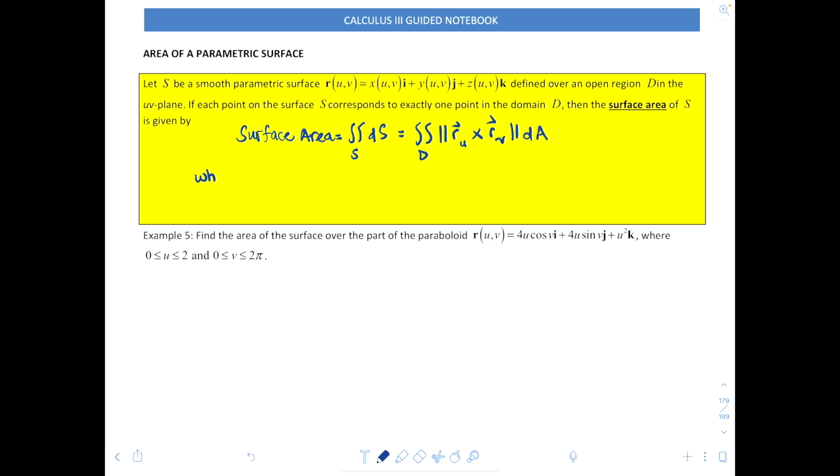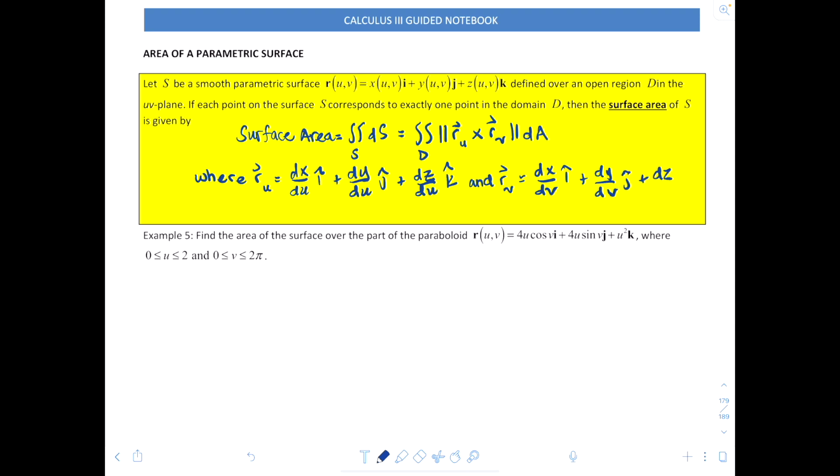where the first partial with respect to u would be dx du times i plus dy du times j plus dz du times k, and the first partial of r with respect to v is going to equal dx dv times i plus dy dv times j plus dz dv times k. Cool, cool?